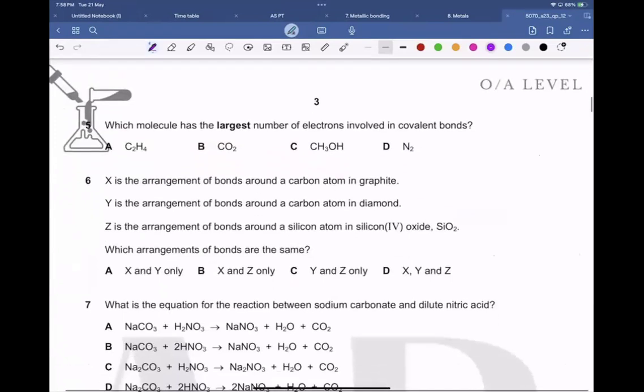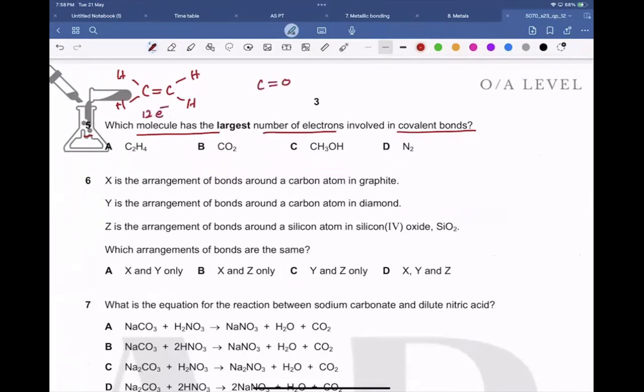Now, question number 5. Which molecule has the largest number of electrons involved in the covalent bonding? Okay. So if you see, let me draw each one. C2H4. So it is going to be like this. So how many bonds are you seeing? 6 bonds. 6 bonds means 12 electrons are involved in the bonding.